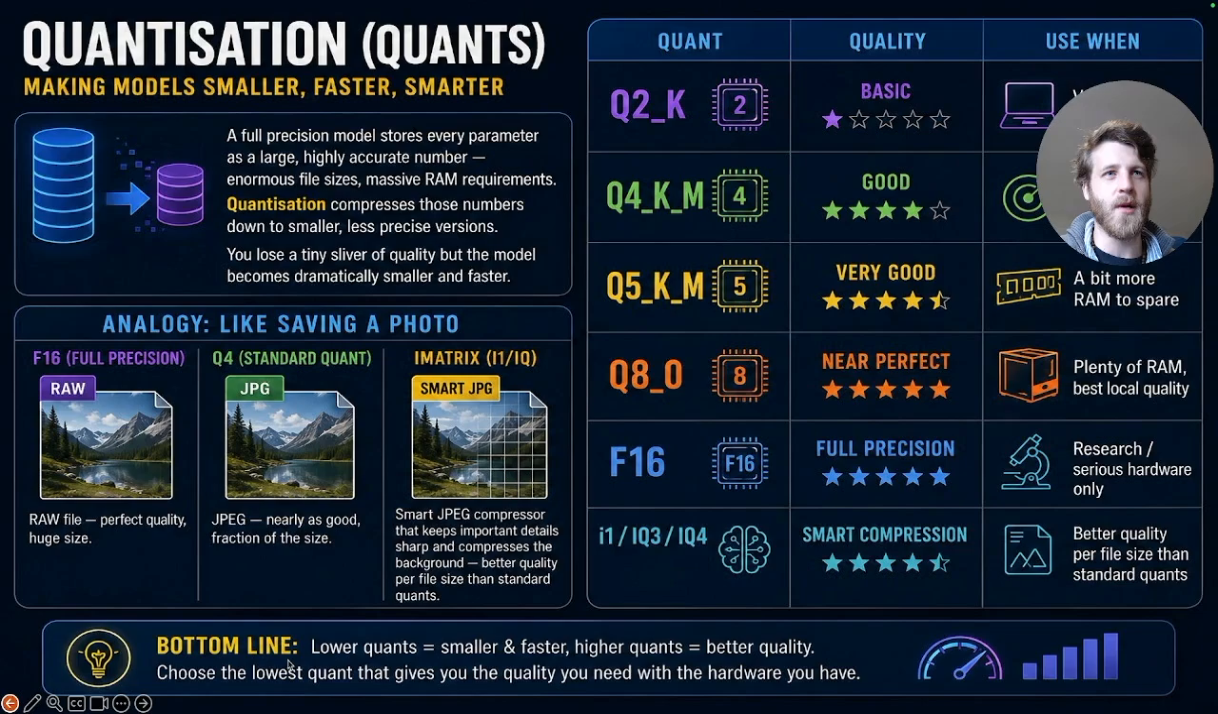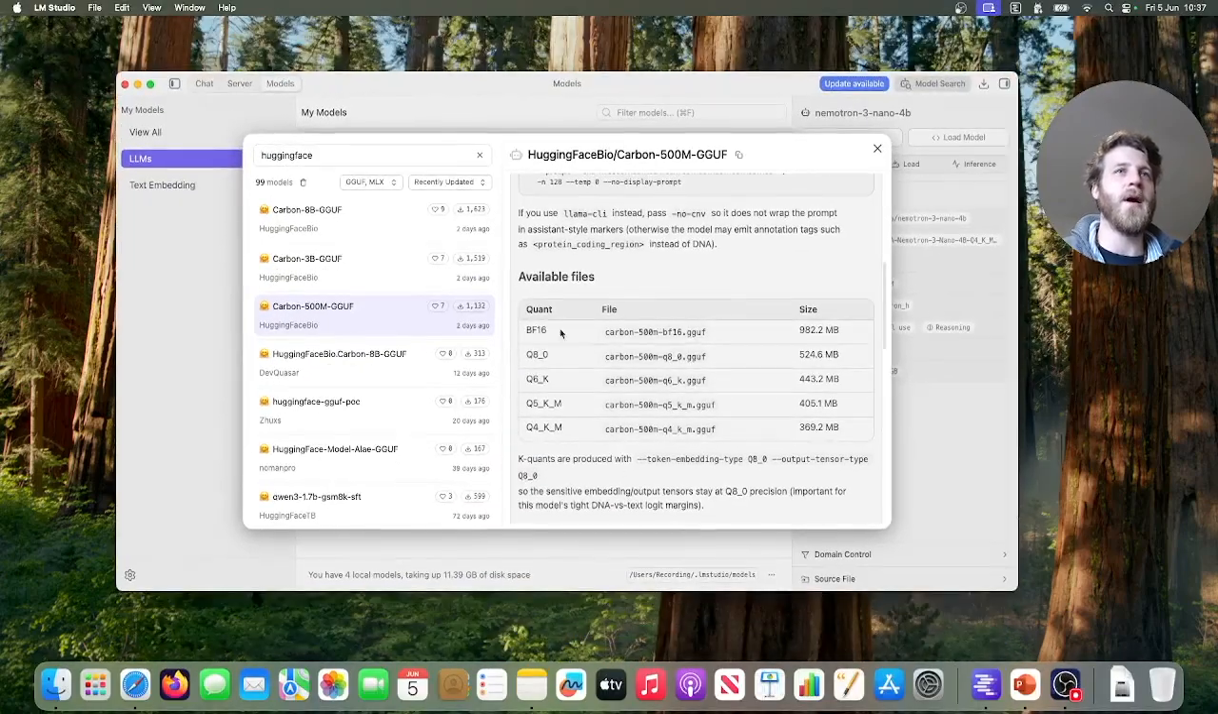Okay, so the bottom line is lower quants is smaller, faster, higher quants is better quality. So choose the lowest quant compression that gives you the quality you need with the hardware you have. Okay, so quick summary when we're thinking about these models here, which one to download, available files we can see there. We're thinking about what is the most appropriate large language model.